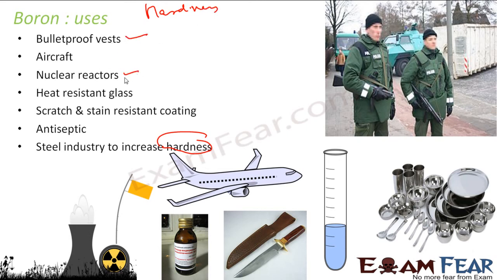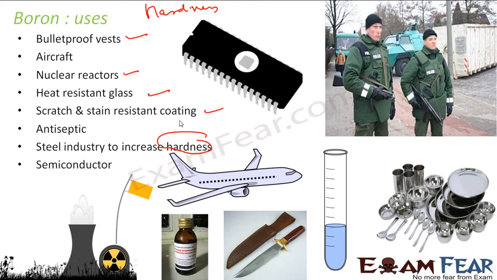Nuclear reactor, heat resistant glass, all this scratch resistant coating, and the most critical thing is the semiconductor. It is also used to create semiconductors. In fact, silicon is more widely used to create semiconductors because silicon is cheaply available in the market, but boron is also used sometimes.